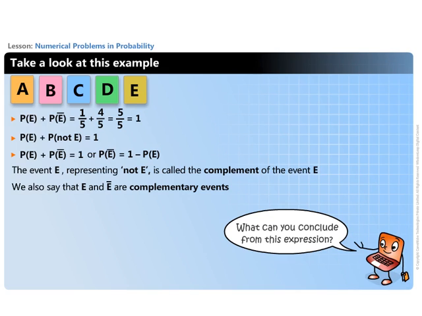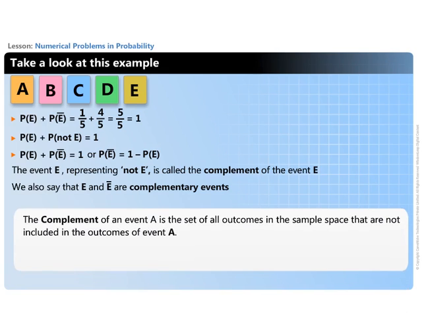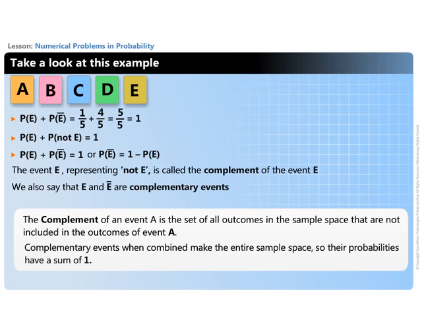What can you conclude from this expression? The complement of an event A is the set of all outcomes in the sample space that are not included in the outcomes of event A. Complementary events, when combined, make the entire sample space, so their probabilities have a sum of 1.